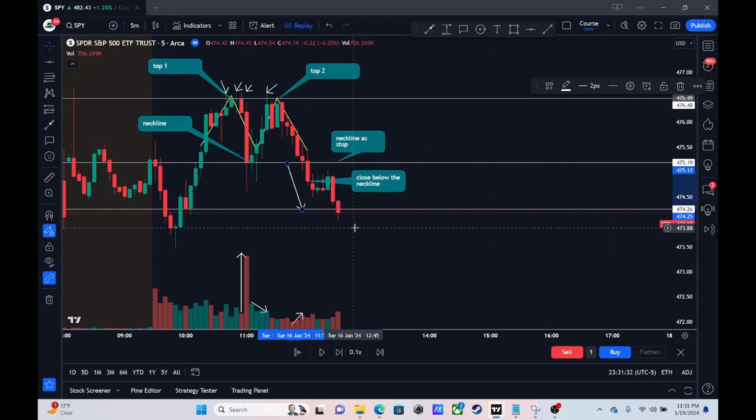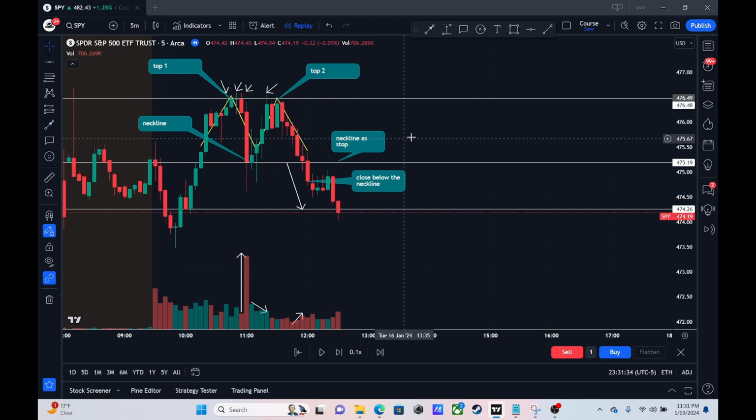So anyway, guys, that is the double top. That is a bearish reversal pattern comprised of two tops, failure to break out of that price point, a neckline break, and we usually want to see some increased selling volume on the push down.